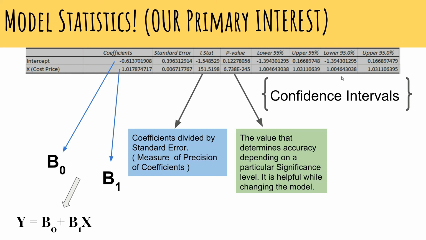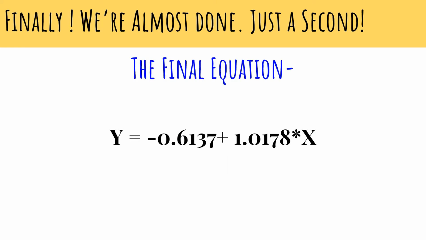What you're seeing over here are confidence intervals. These are the confidence intervals of the intercept and the independent variable coefficients. These give you the range within which you can vary the intercept and independent variable x values and still get better results. And that was it for model statistics. Moving further, we finally have the final equation, and we put in these values from the intercept column and the x cost price column from the model statistics.